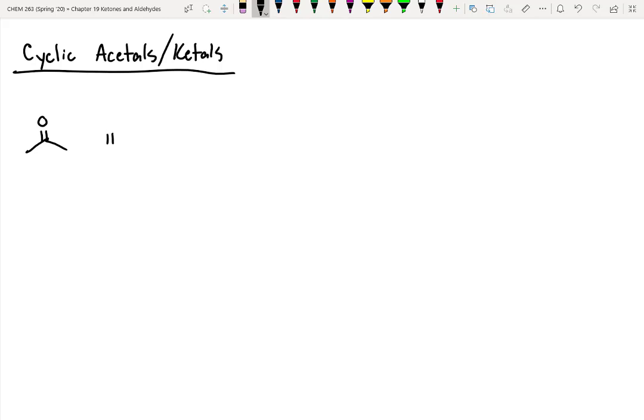But instead of using two different alcohols, I'm going to use a diol. So in this case, this is ethylene glycol. It's a common commercial alcohol. It's used in a lot of products. And same idea here. You don't need two equivalents of alcohol because you already have two alcohol groups. And we're going to treat this with catalytic acid.